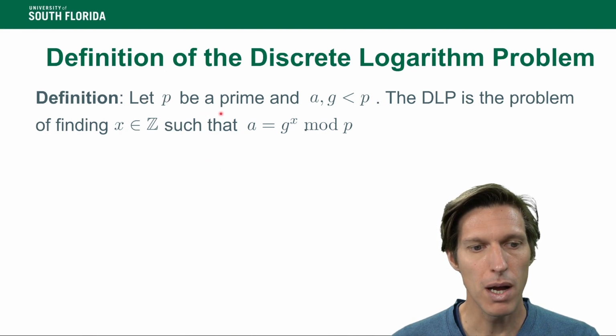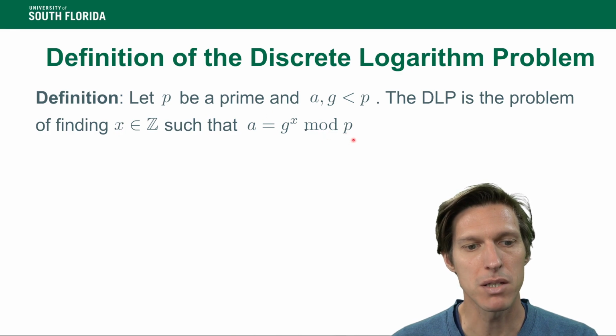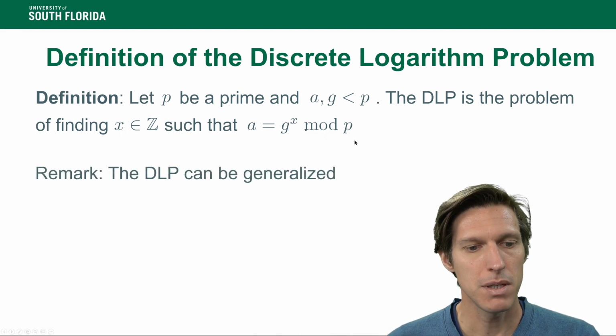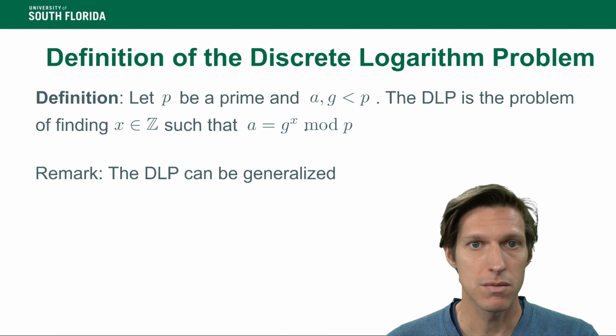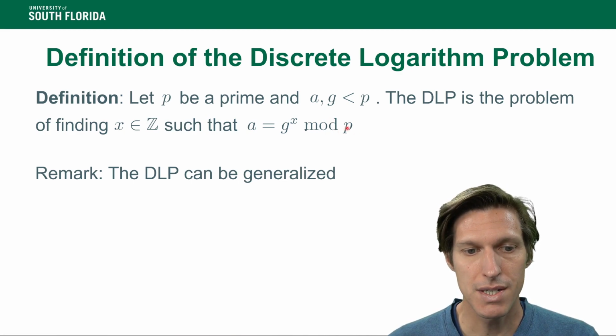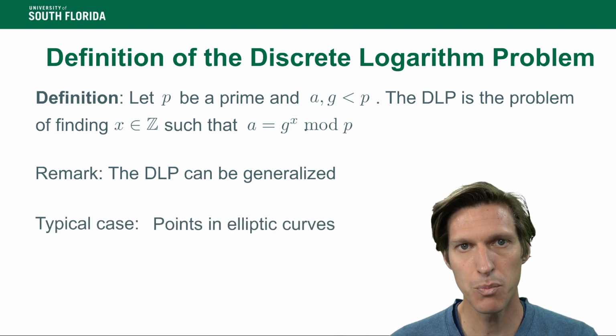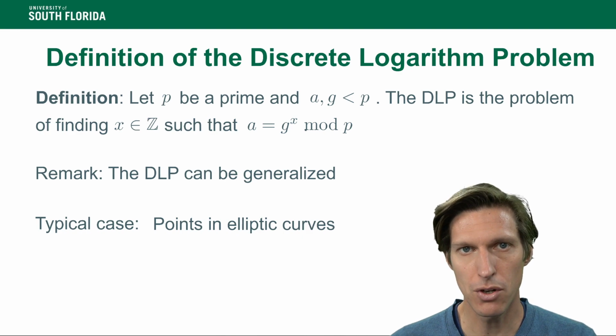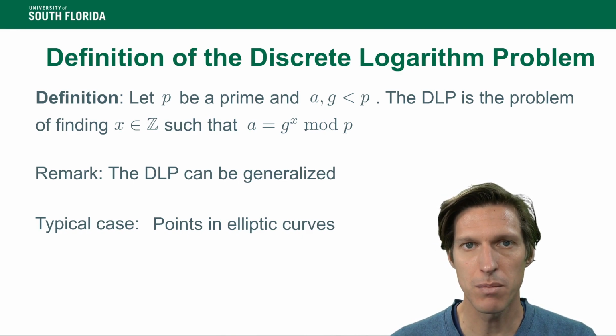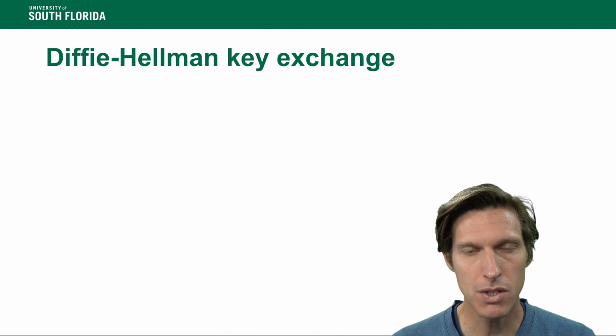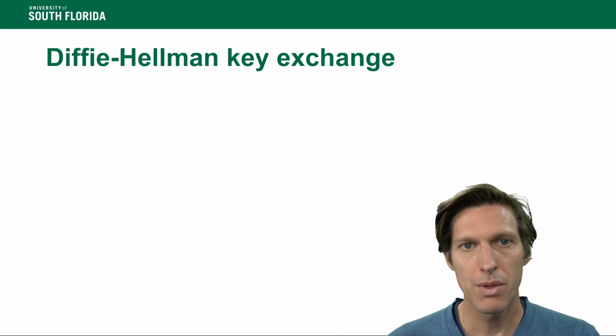Okay, so let P be a prime number and let A and G be two numbers less than P. Now, the DLP, the discrete log problem, is the problem of finding an x such that A is G to the x mod P, okay? That might not sound very hard, but if P is large, this is actually difficult. So it can also be generalized, in particular, to elliptic curves, and we'll say something about that right at the end of this lecture.